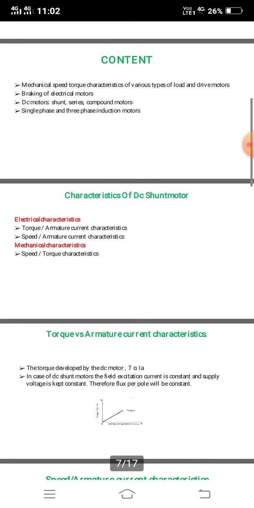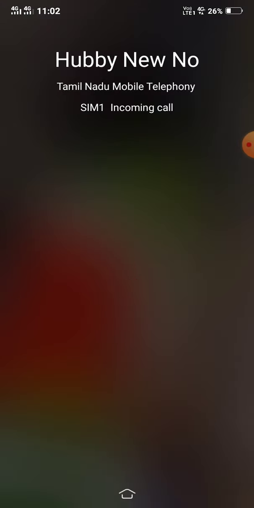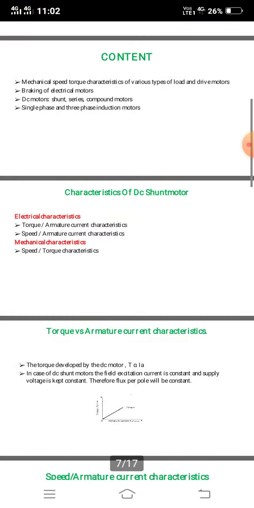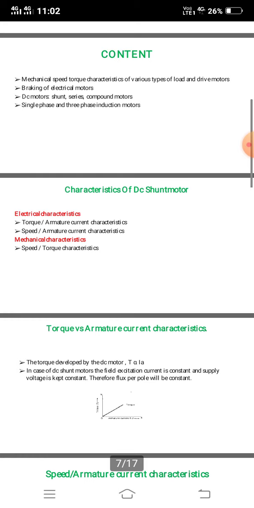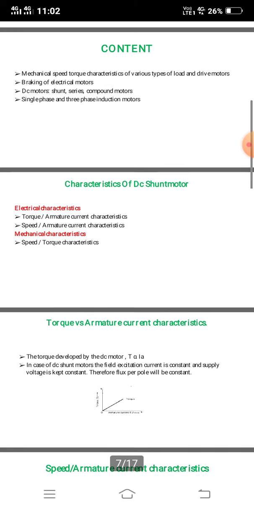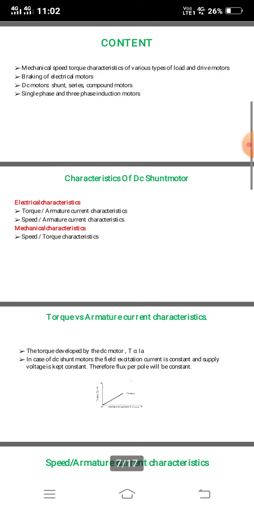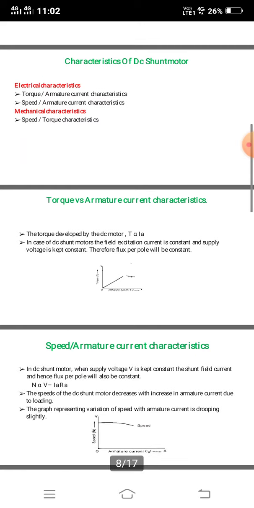So the characteristics of the shunt motor have these three classifications: torque versus armature current, speed versus armature current and speed versus torque characteristics. These three classifications are how the DC motor characteristics are organized. Let's go with torque versus armature current characteristics.